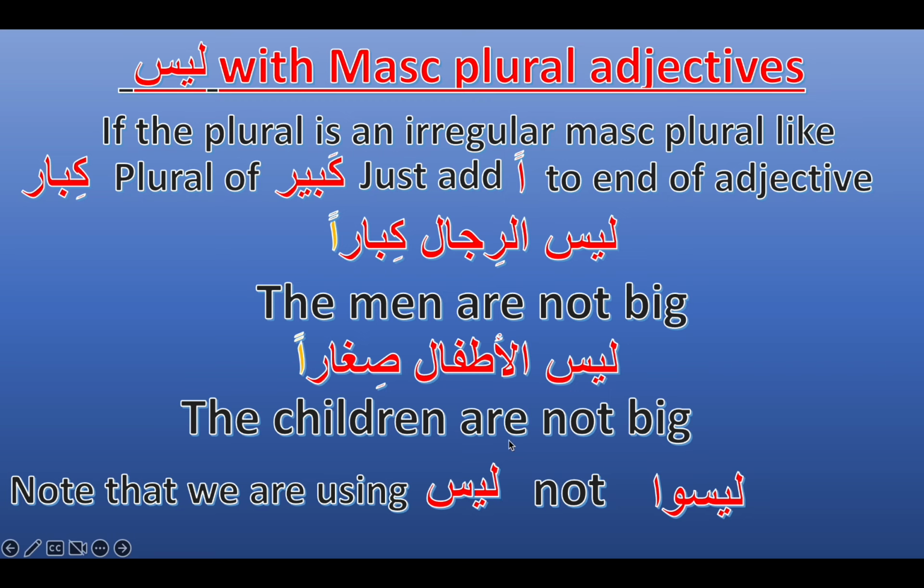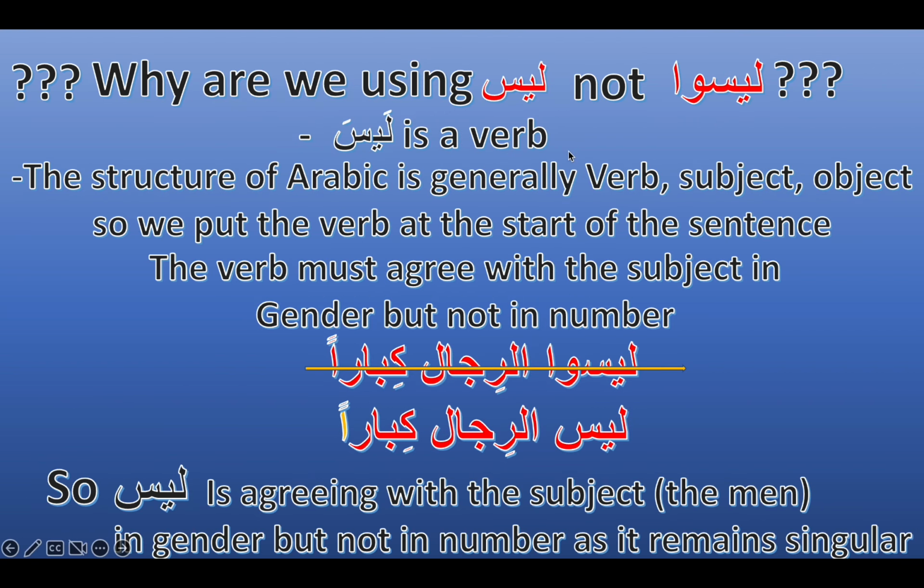Why are we using the singular and not the plural when talking about plural objects? Yes, indeed, good question. Why are we using laysa and not laysu? Firstly, laysa is a verb. And the structure of Arabic is generally verb, subject, object. And so we put the verb at the start of the sentence. The verb must agree with the subject in gender, but not in number. So we don't need to say ليسوا الرجال كبارا. Instead, we just say ليس الرجال كبارا.